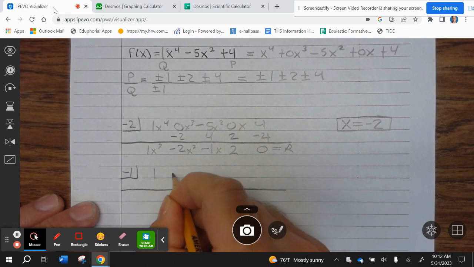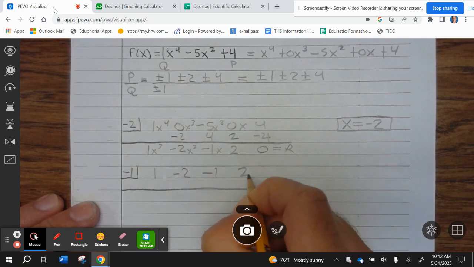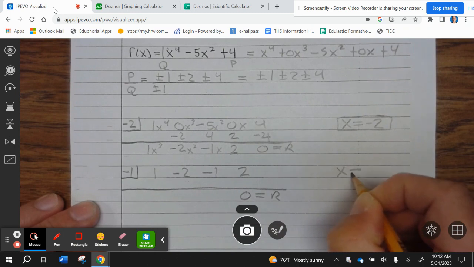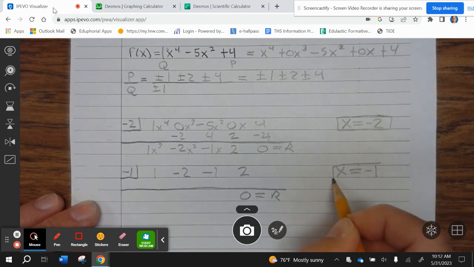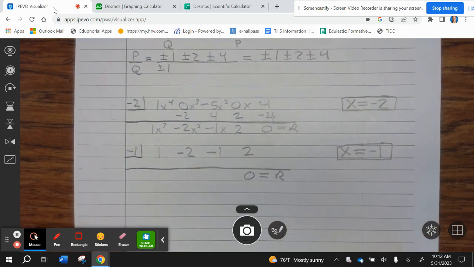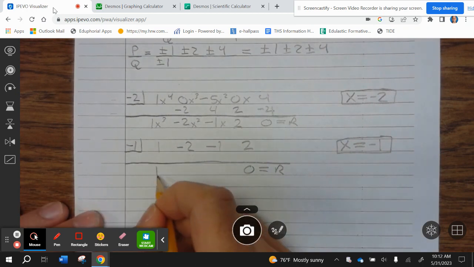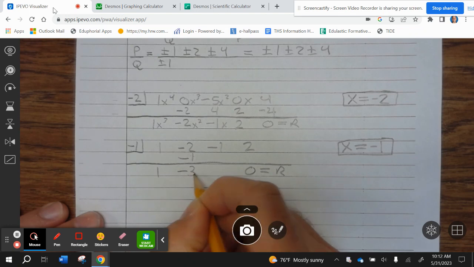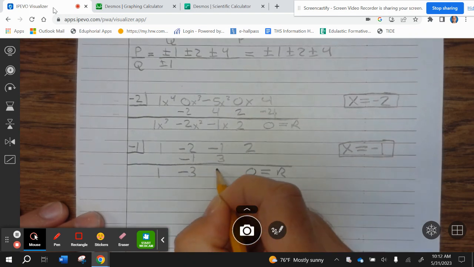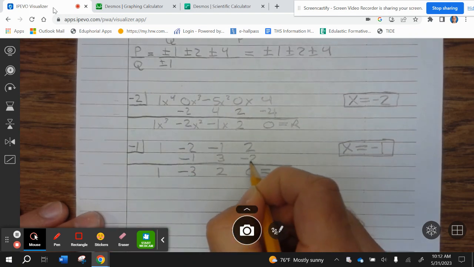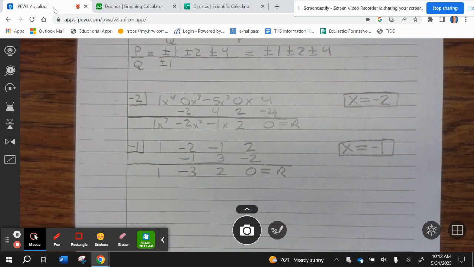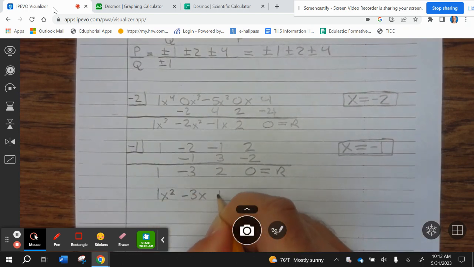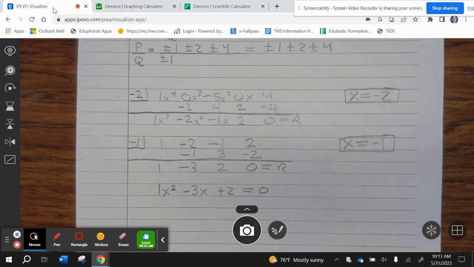Okay, so bring down the 1, negative 2, negative 1, 2. Remember, our remainder is going to be 0 because we know that x equals negative 1 is a zero. Okay, bring down the 1. Negative 1 times 1 is negative 1. This combines to be negative 3. That multiplies to be positive 3. That combines to be 2. Negative 2 remainder is 0. So then this becomes 1x squared minus 3x plus 2 equals 0.